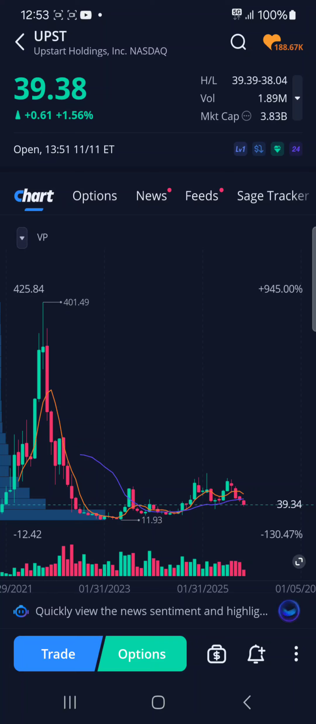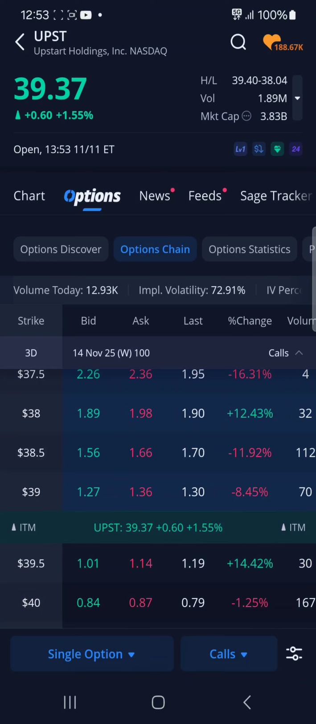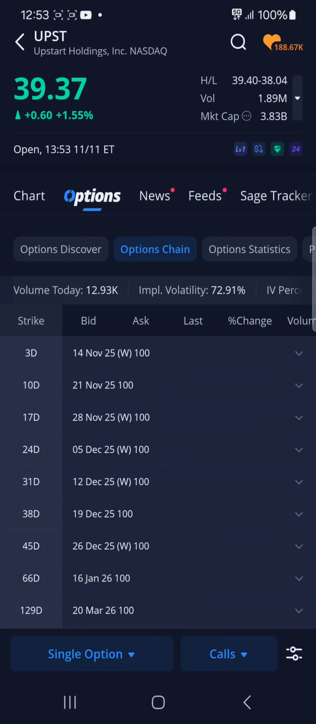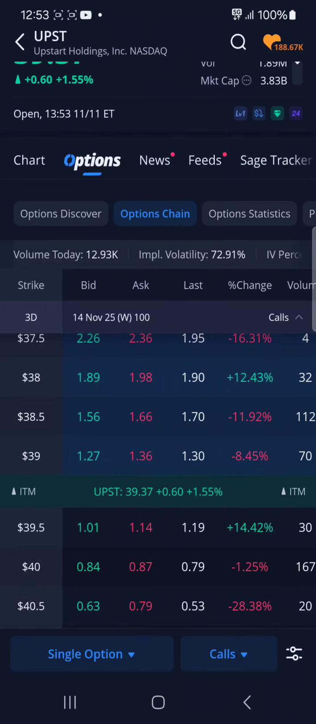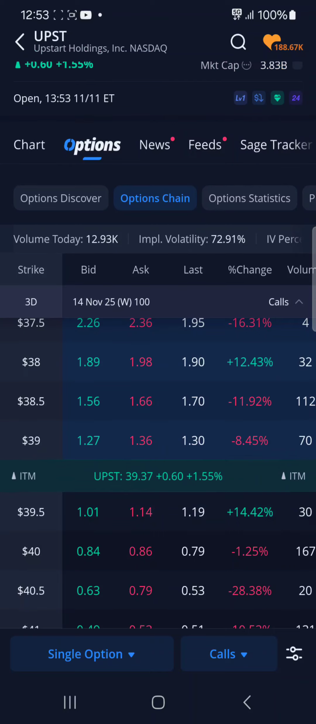So this is just an example of this company. If I already have 100 shares of this company's stock, this is how I do a covered call. And this is the current price, which is 39. So to enable me to sell covered calls, selling covered calls is basically like you renting your apartment or your building to somebody else.